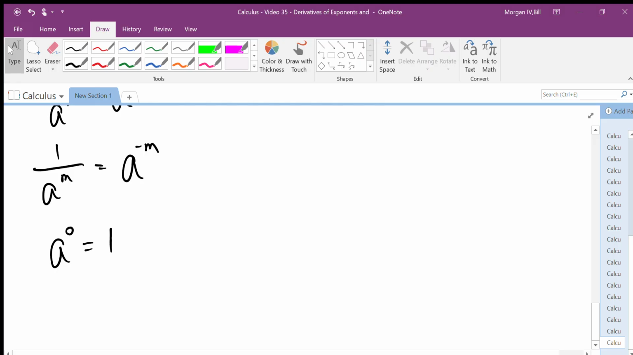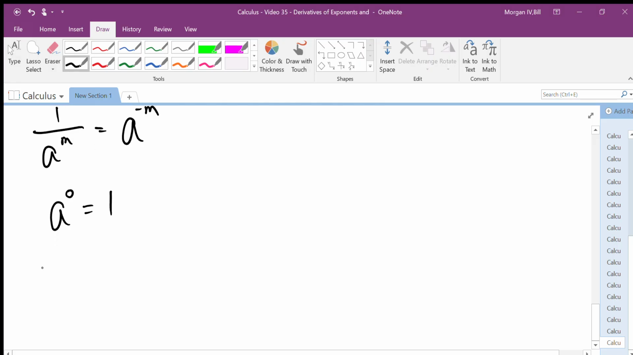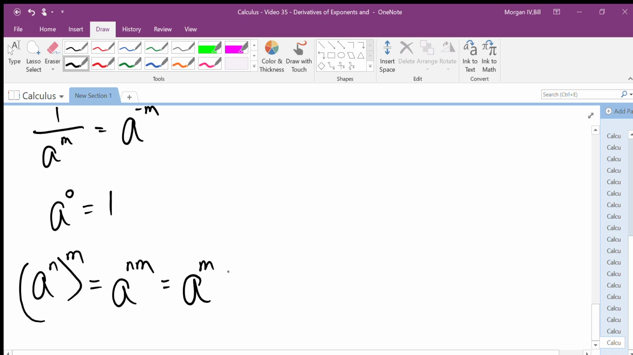And finally, if you have a raised to some power n, raised again to some power m, what can you do with those exponents? Hopefully you remember that you can multiply those exponents, a to the n times m, which is also equal to a to the m, this time raised to the power of n, because multiplication is commutative, so n times m is the same thing as m times n. All right, so those are our properties of exponents. Good to remember.